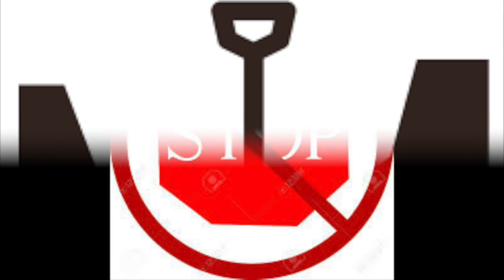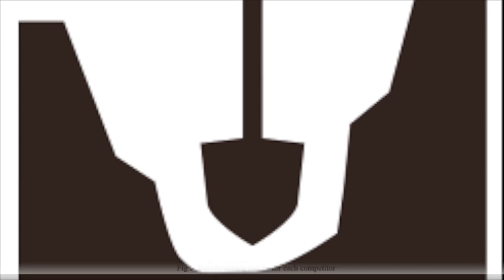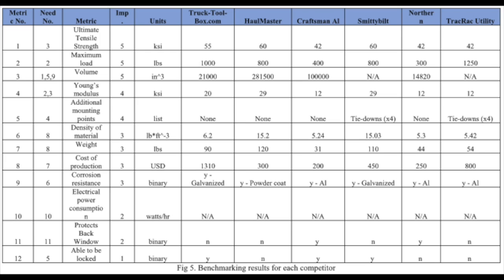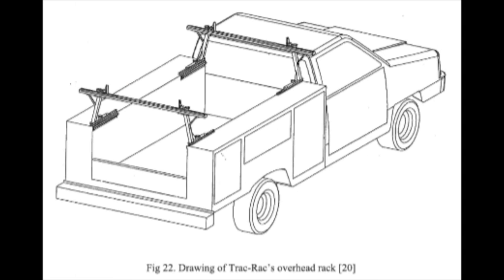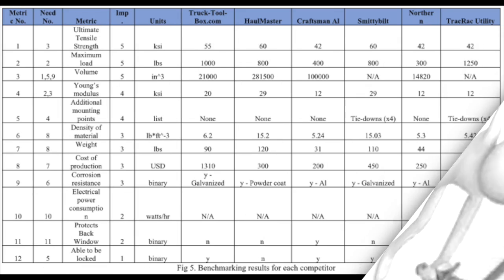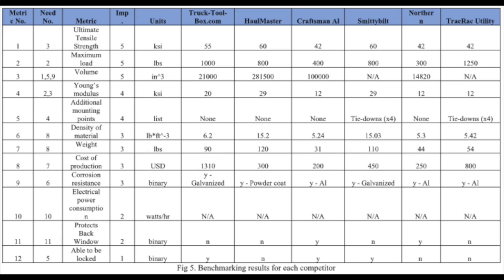But we didn't stop there. We dug even deeper into specs and benchmarked 6 successful truck rack and toolbox companies. For this research shown here in figure 5, we have determined that there are currently 2 main product categories: truck toolboxes and load carrying racks. And in order to remain competitive, the ranges for our product metrics should be similar to those found within this table, while also providing features that separate us from the competition.